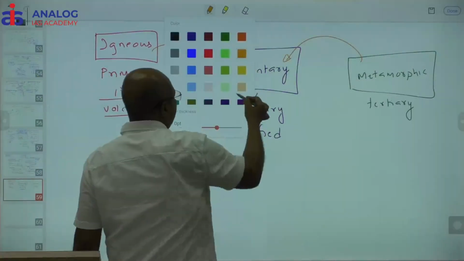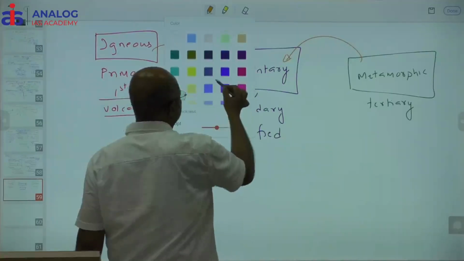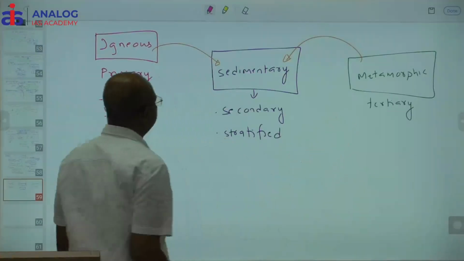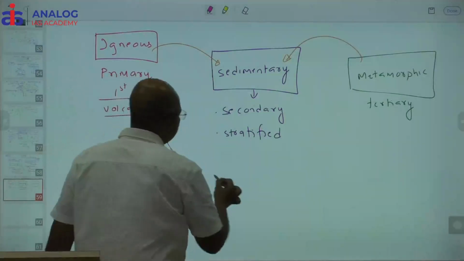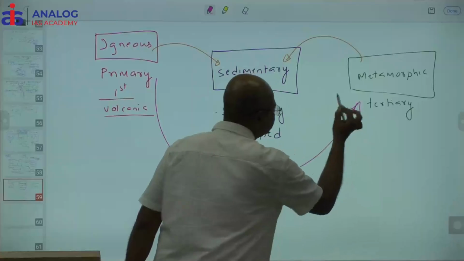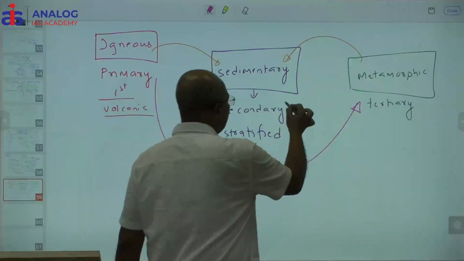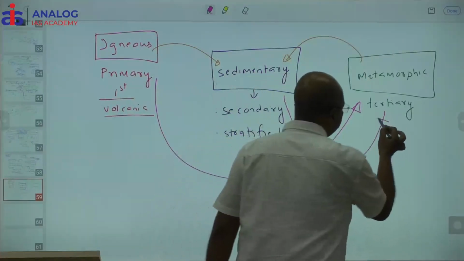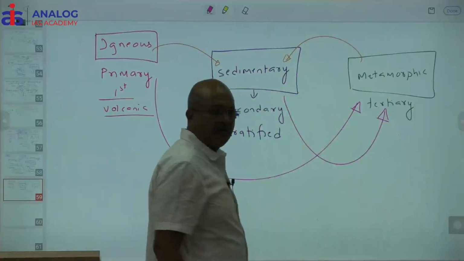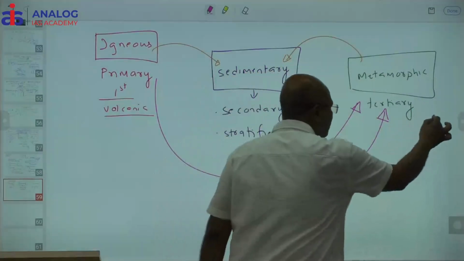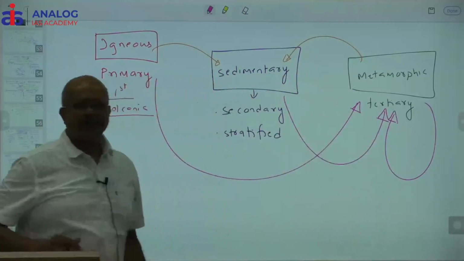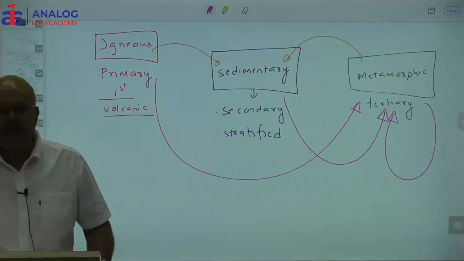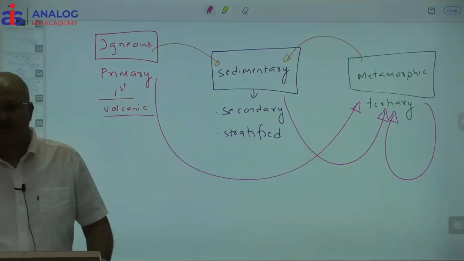Then, when you talk about metamorphic rocks, they can be derived from igneous rock. Metamorphic rocks can be derived either from sedimentary rocks, or from existing metamorphic rocks. They can be derived from existing metamorphic rocks. Is it clear?